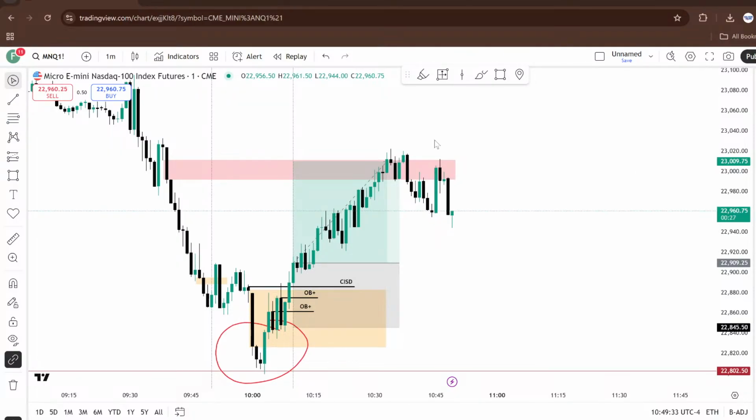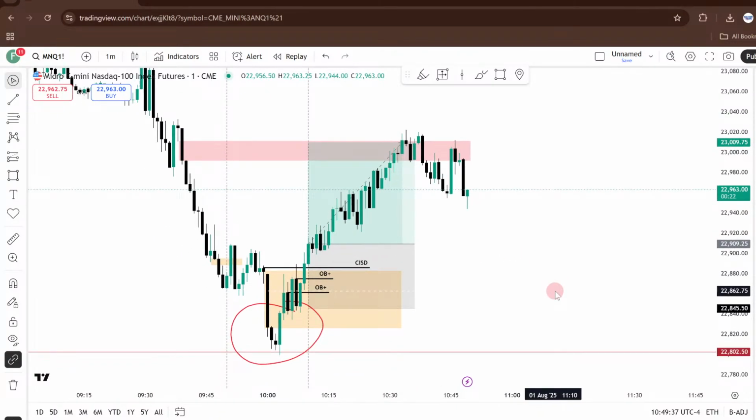You can't just long or short any inversion. You can't do that. It won't work. Just because it's a macro, you can't do that. You need more context.